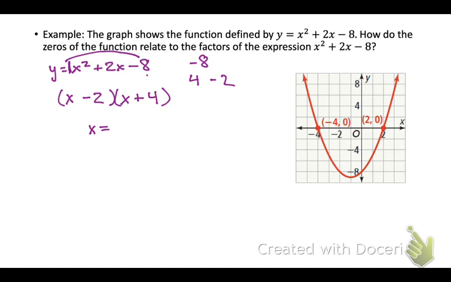I'm waiting. Set them equal to what? 0. So solve this. What would x equal? Negative 4. And what would this equal? Positive 2. So how did the factors relate to the zeros of this function?